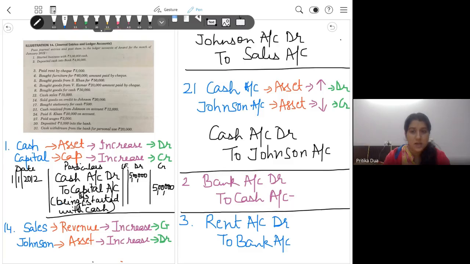Okay, and then the bank account, beta, here is a personal account. In a personal account, debit the receiver, credit the giver. You are making payment through your bank account, so you are the giver. So the bank account will be credited.